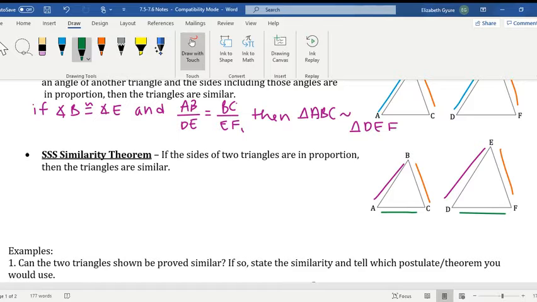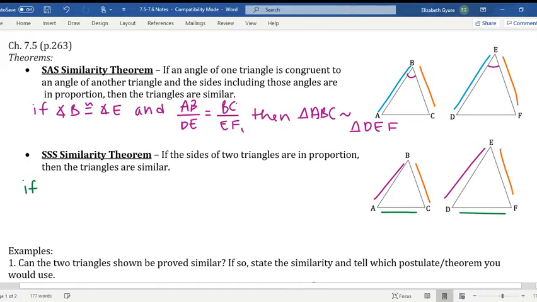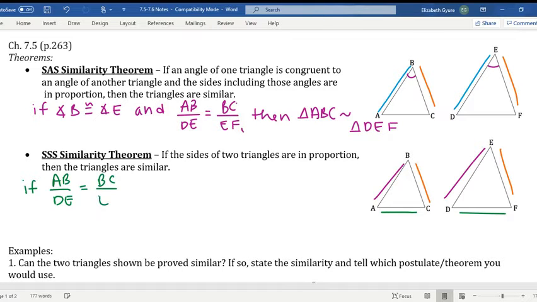So what this would look like is if the measure of AB to the measure of DE equals the measure of BC to the measure of EF equals the measure of AC to the measure of DF, then we would know triangle ABC is similar to triangle DEF.